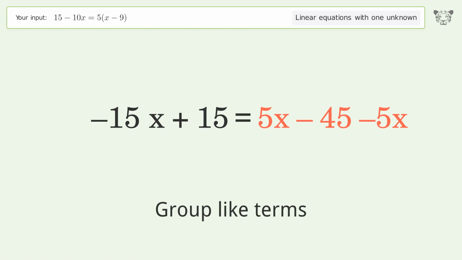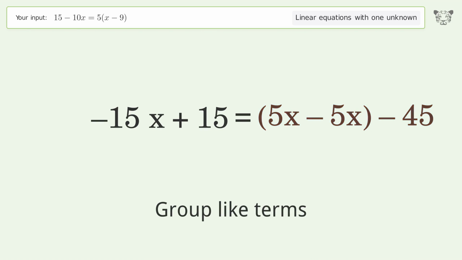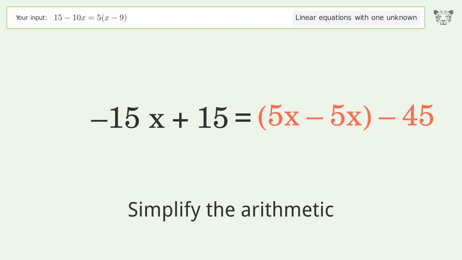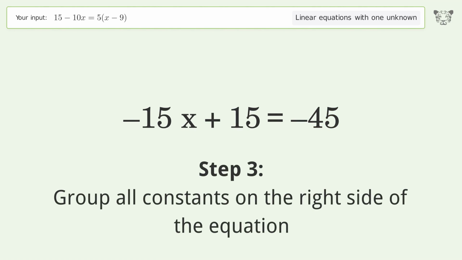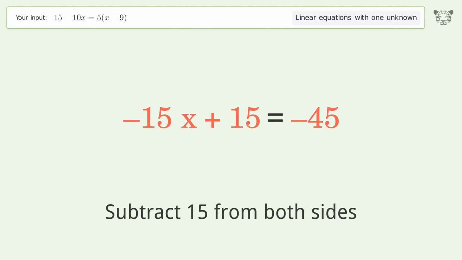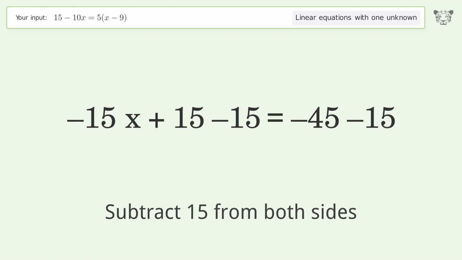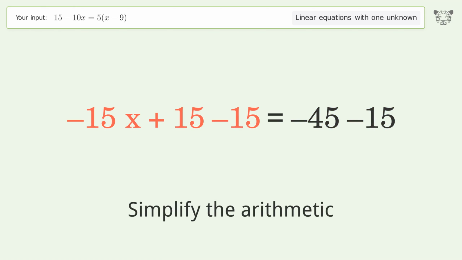Group like terms. Simplify the arithmetic. Group all constants on the right side of the equation. Subtract 15 from both sides. Simplify the arithmetic.